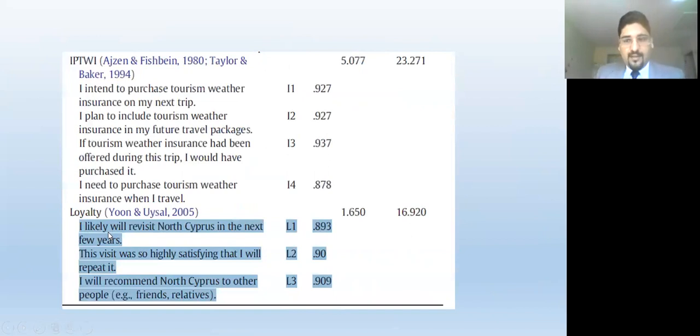So we could call someone loyal, a customer, an employee, or a tourist, that meets all these three conditions. For example, they most likely revisit that destination next year. Then they should believe that this visit was so highly satisfying that it convinces them to repeat it. It's kind of revisiting intention. Or they should recommend this destination to others. If someone rates all these factors together in the same range, then we could call this person, this respondent, loyal.